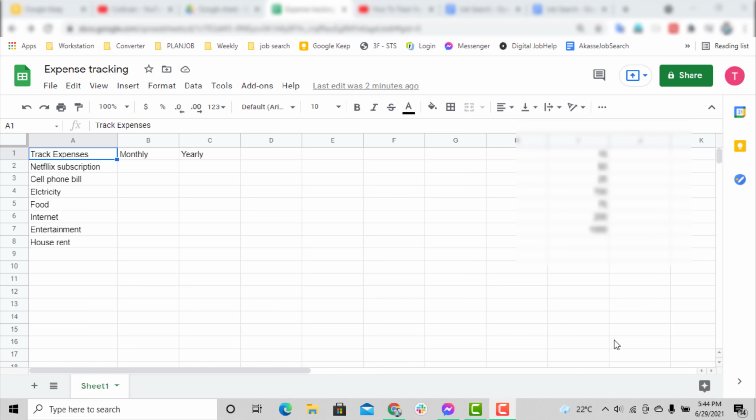In this tutorial I'm going to show you how you can track your expenses in a year, and at the end of the year you can see whether you are positive in your bank or you are negative in your bank account. So here I have written some of the expenses, and here, instead of writing track expenses, you can write description.